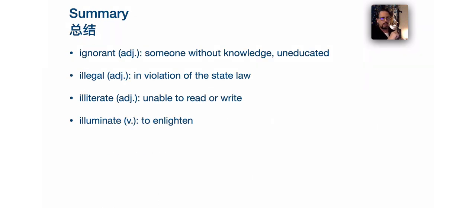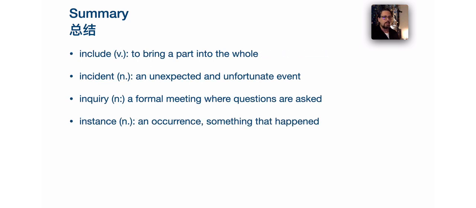And that, all right, we'll just also summarize the meaning here. The word ignorant is an adjective, which means someone without knowledge or uneducated. Illegal, an adjective, meaning in violation of state law. Illiterate, an adjective, someone who is unable to read or write. Illuminate, to enlighten, to give light. Include, to bring apart, into the whole. Incident, an unexpected and unfortunate event. Inquiry, a formal meeting where questions are asked.